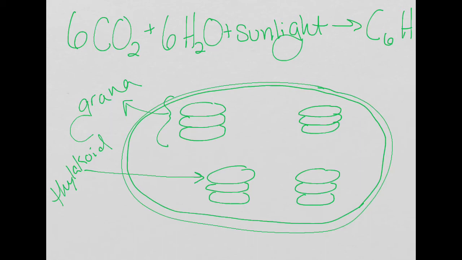The inside space of the chloroplast is called the stroma, and then of course you have the inner and outer membrane, which I won't label here. There are going to be 2 parts to photosynthesis. Part number 1 takes place on the thylakoids, and part number 2 takes place in the stroma.